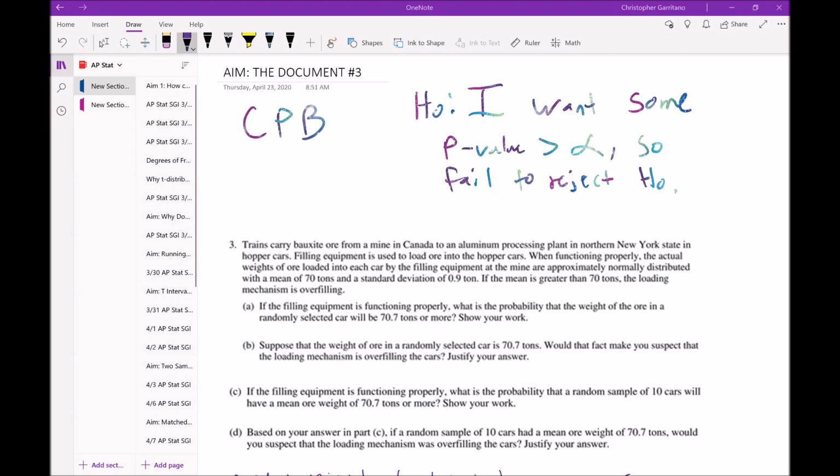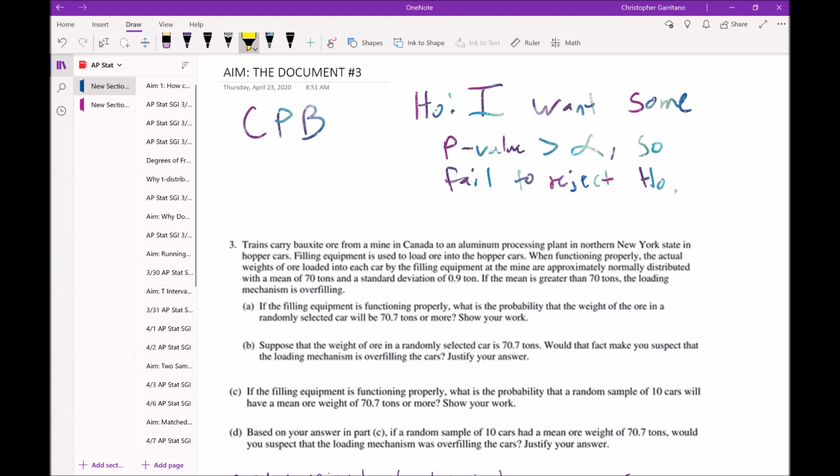This is an excellent problem because it shows us the difference between randomly selecting one object out of a population and finding a probability, and then randomly selecting a sample of objects out of the population and finding the probability of an average value. So it's basically a population distribution versus a sampling distribution. All right, and we'll go through this kind of quickly, but I'm going to give you some tips about what the AP is looking for.